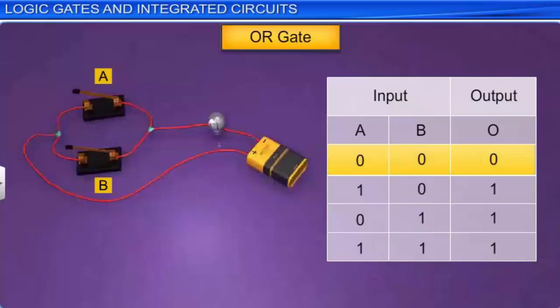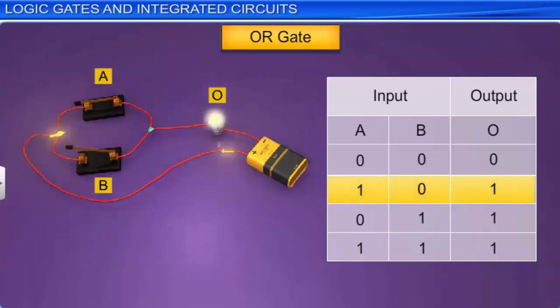When switch A is closed and switch B is open, input A is 1 while input B is 0. The bulb in this case turns on. Hence, the output is 1. When switch A is open and switch B is closed, input A is 0 while input B is 1. The bulb in this case again turns on. Hence, the output is again 1.